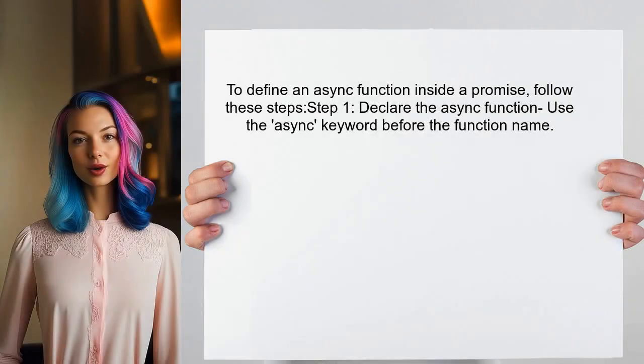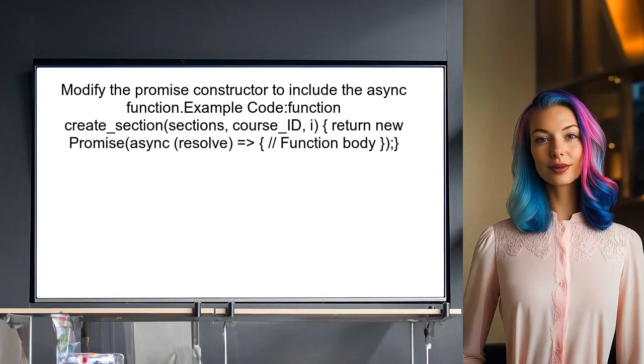To define an async function inside a promise, the user should first ensure that the function they want to define as async is declared correctly. This means using the async keyword before the function name. Next, the user should modify the promise constructor to include the async function. This allows the user to use the await keyword within the function to handle asynchronous operations.